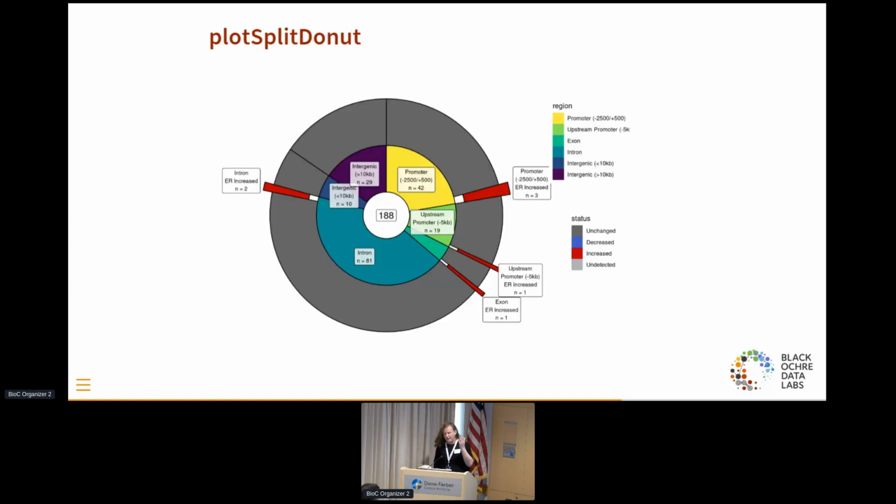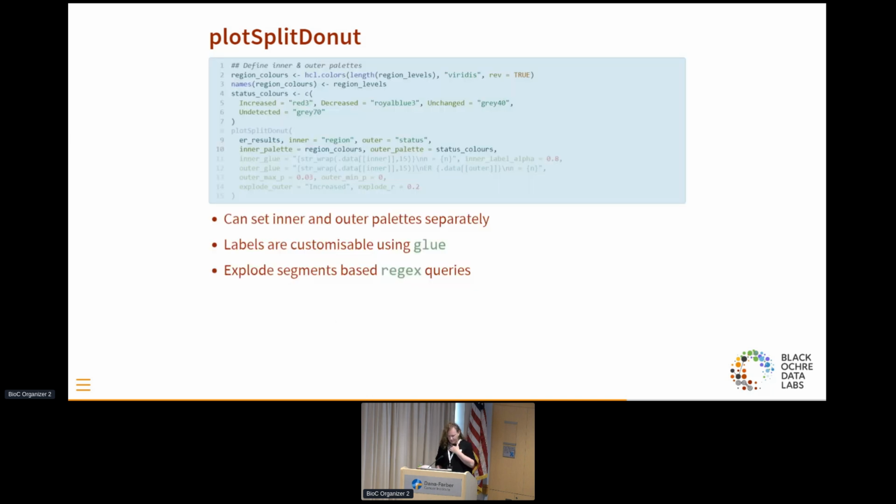Of course, once you've done that, I've added a function called plot split donut, where you can then say, okay, well, what regions were all the changes in? Of course, we've only got 188 peaks in my toy data set here. But again, I've used the glue syntax for these labels. So you can do a lot with customizing these labels. As you might be able to tell, on these outer labels, I've actually added what the inner region is as well, because you can do that using glue. And as far as I'm aware, hopefully I'm right on this, I think it's the only function where you can set your inner and outer color palette separately. I haven't seen any other donut functions do that. So you can see I've got the inner palette and the outer palette set separately.